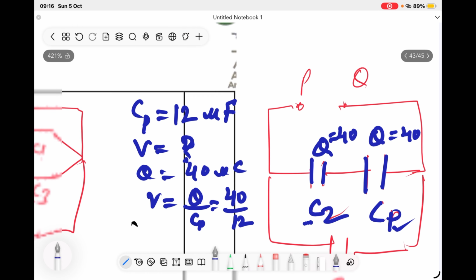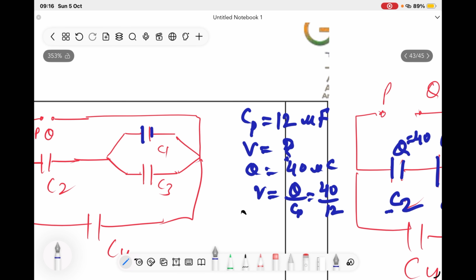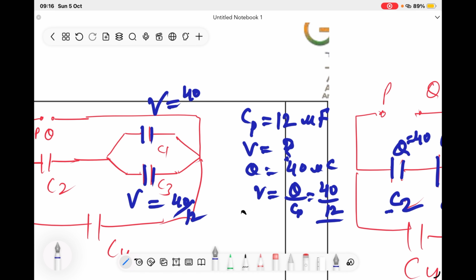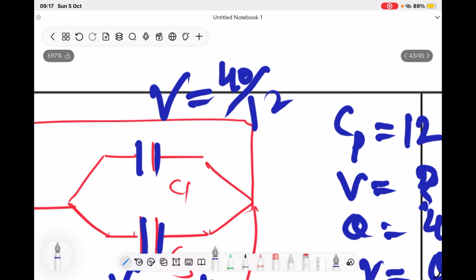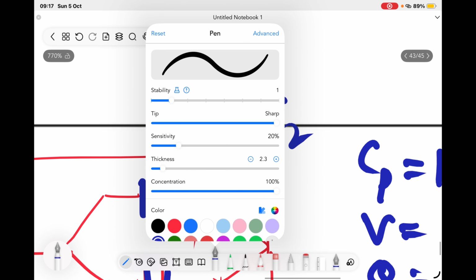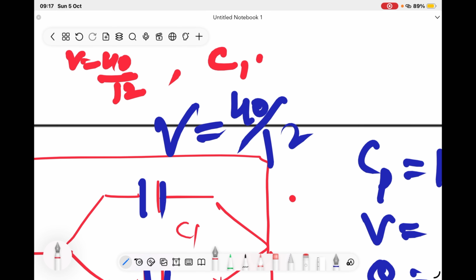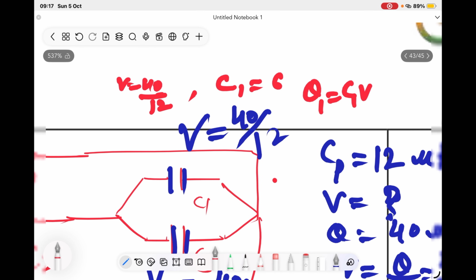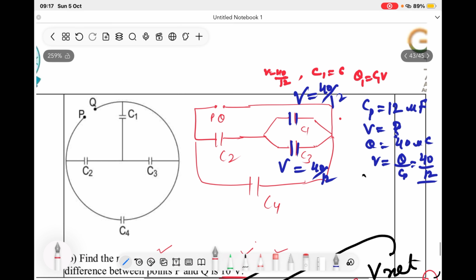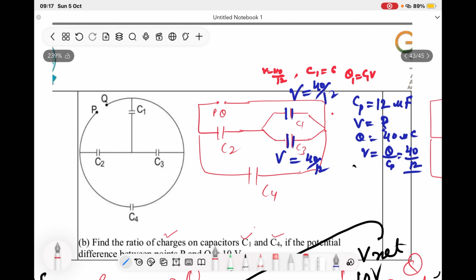CP is the answer of whom? CP is the answer of C1 and C3. How are they connected? In parallel. So voltage will be the same. Write the voltage, this one, 40 by 12 and 40 by 12. Have they asked the question about C1 or C3? They've asked about C1. So solve for it. How would you solve? V is 40 by 12 and C1 was how much? 6. So you can find out the charge on it. It is C1V. Then you can find out the ratio. So this is how it will be done. All diagrams are used in depth if you wish to do it.